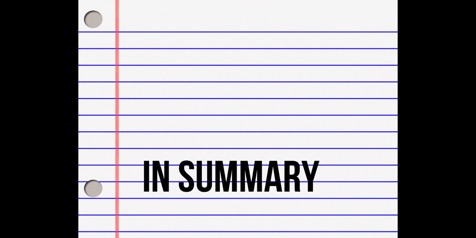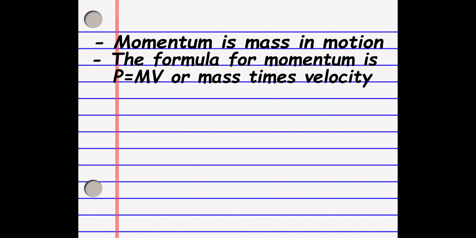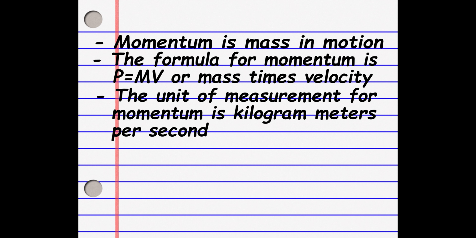In summary, momentum is mass in motion. The formula for momentum is P is equal to mv, or mass times velocity. The unit of measurement for momentum is kilogram meters per second.